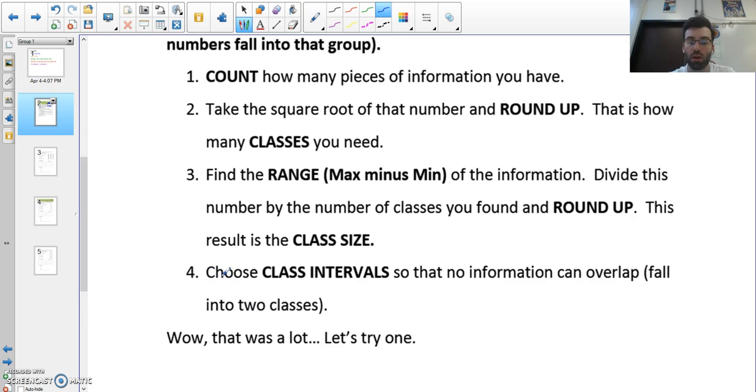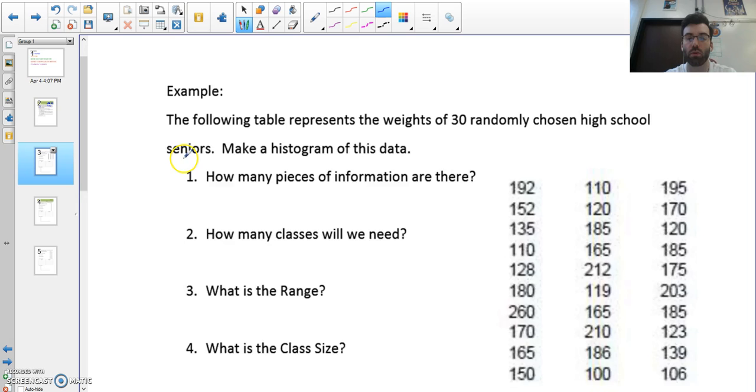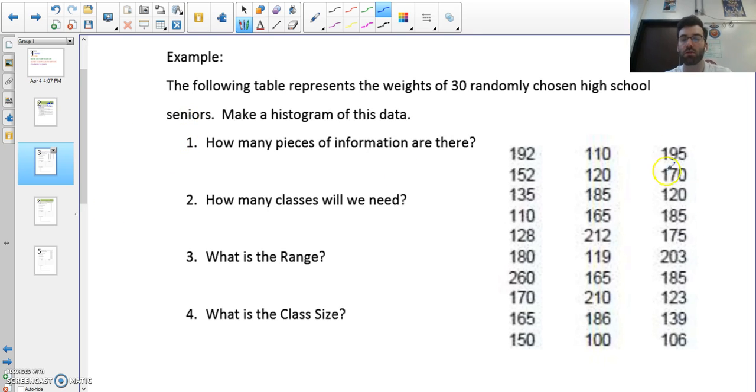A lot of information. Are you ready to do one? They're not that bad. Ready? Let's do it. Here we go. The following table, all these numbers, represents the weights of 30 randomly selected high school seniors. Make a histogram of this data. So here are all of our numbers, all of our information. Now it says up here that there are 30 randomly chosen high school seniors.